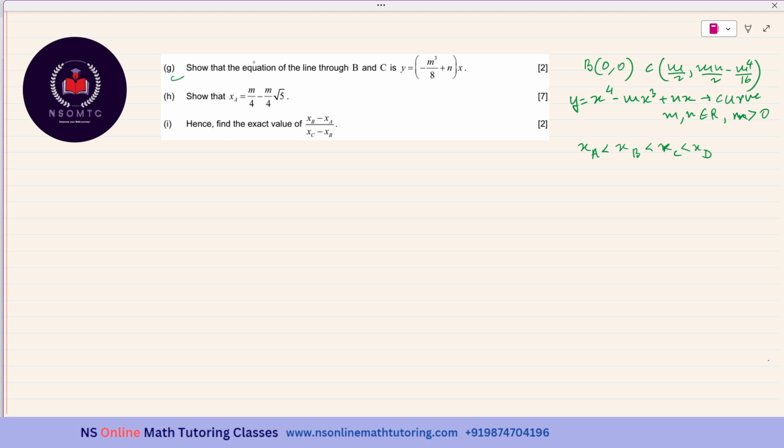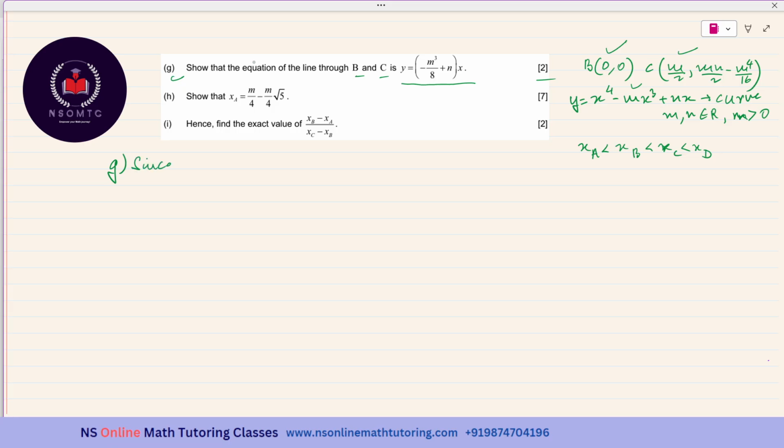So part G: show that the equation of the line through B and C is y equals negative m cubed over 8 plus n, whole multiplied by x, containing just 2 marks. And these are the coordinates of the points B and C. We have found these, and this was the equation of the curve given to us. M was greater than 0 and the x coordinate of the point A was less than the x coordinate of the point B, which was less than the x coordinate of the point C, and the x coordinate of the point C is less than the x coordinate of the point D. Okay.